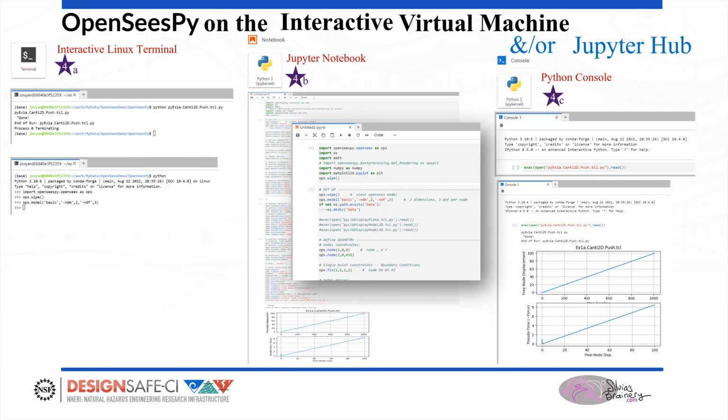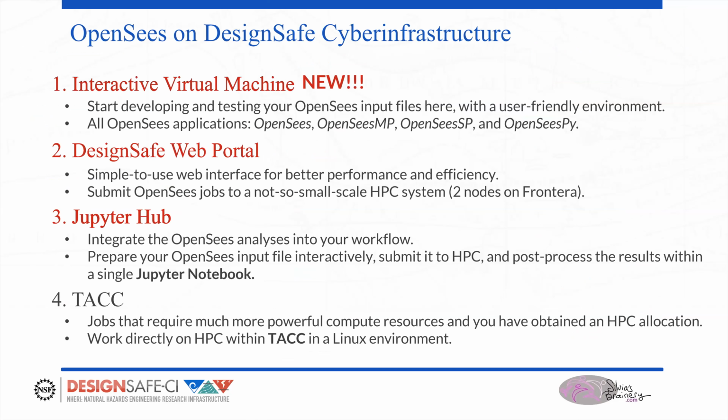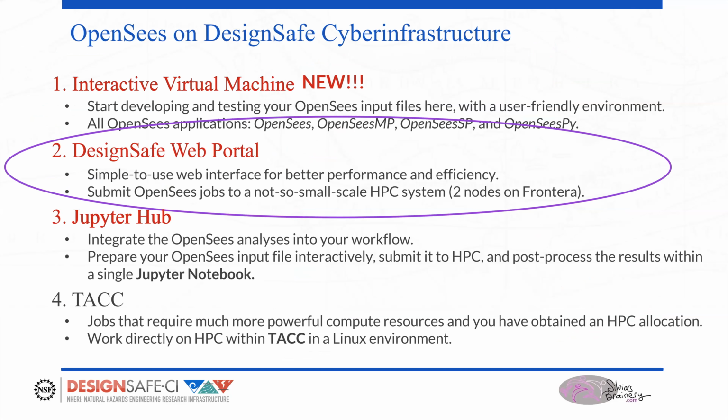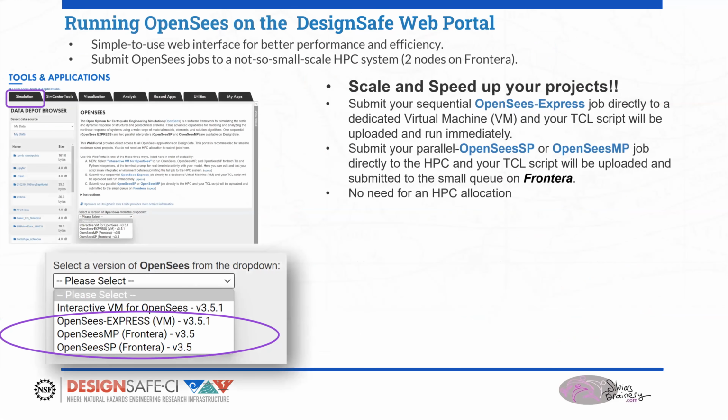And this can also be run, of course, on the Jupyter Hub, which brings us to the next resource. The Jupyter Hub, as I've already talked about, allows you to integrate OpenSees into your workflow. You can prepare your pre and post processing and submit it right to HPC, okay? But now, that takes care of the Jupyter Hub, but now I gotta jump back into the web portal, which is really the other most powerful resource that you have on DesignSafe.